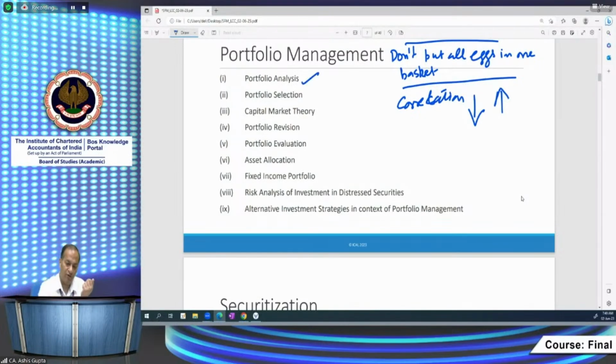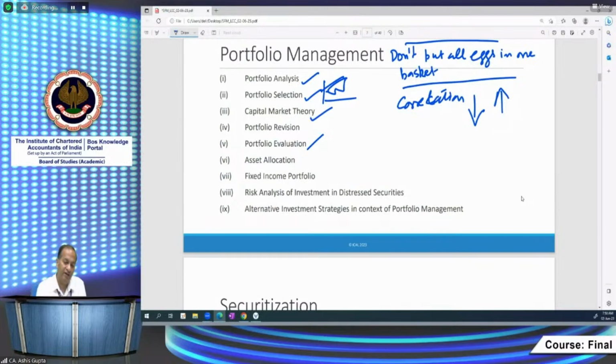Here there is portfolio analysis, portfolio selection, and the modern theory based on Markowitz theory. Then the efficient frontier and capital market theory. Then portfolio revision. Once you have invested the money, it does not mean it will yield returns for your whole life. You have to see that if it is not working, then you have to revise it. Then there is portfolio evaluation: Jensen alpha, Sharpe ratio, Treynor ratio. Asset allocation, strategic and tactical, has all been covered here.